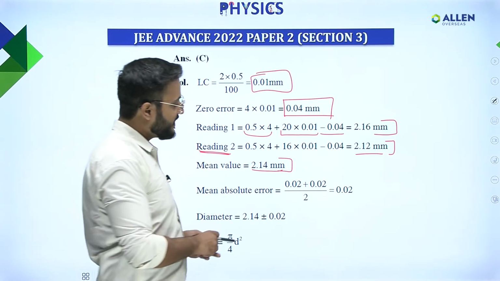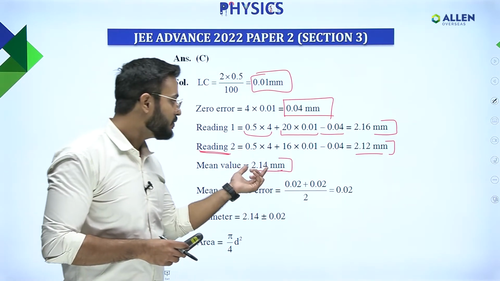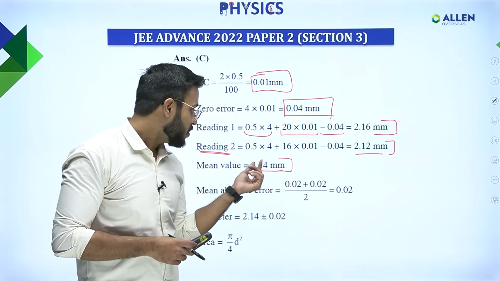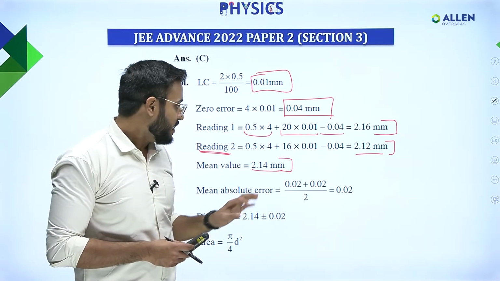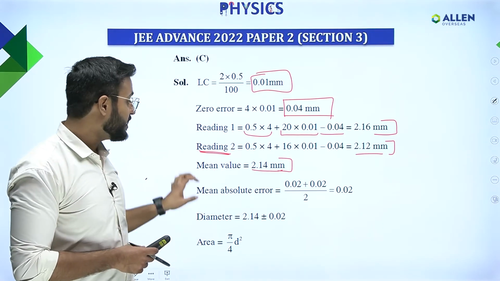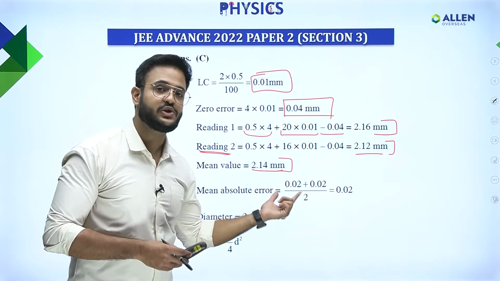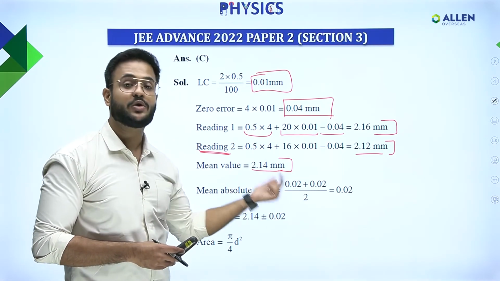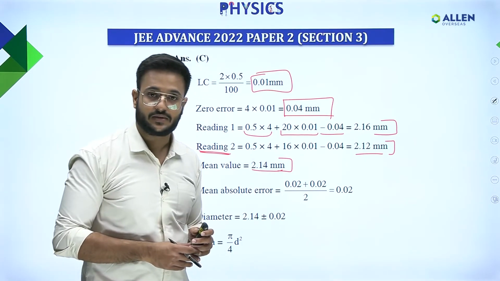First of all, if I have to calculate the error in this reading, it would be true value minus measured value. That is 2.14 minus 2.16, which comes out as minus 0.02. But if we have to calculate mean absolute error, then we take only the magnitude of that, only the magnitude of error, or we can say the modulus of error. So we'll write 0.02 over here.